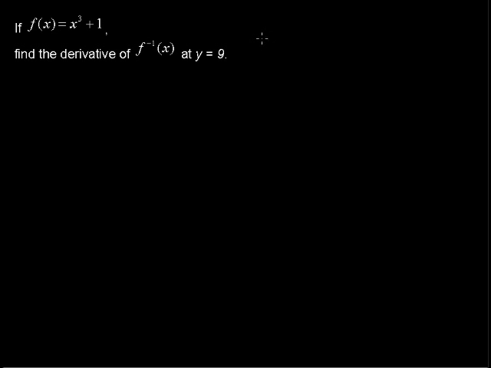In this video, I'll show how to find the derivative of an inverse of a function. Our directions here say that if f of x equals x to the third plus 1, find the derivative of f inverse of x at y equals 9. And typically this is how the problems are asked, in a kind of convoluted way, where they tell you the y value. It's like they're playing little games with you, but this is the way it is.